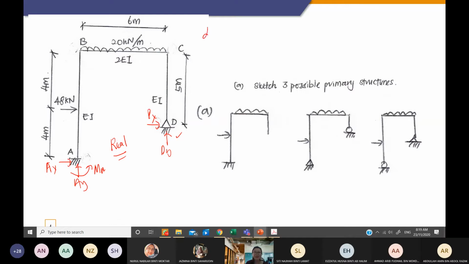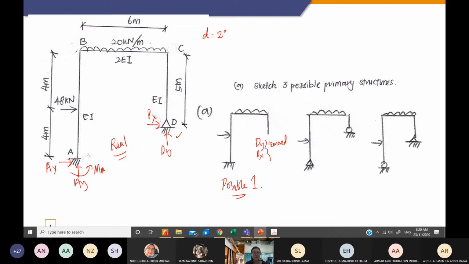Then you determine the redundant number, for example, you have 2 redundants here, and you are going to remove 2 of these external redundants or support reactions. Just remove any 2, but please make sure it is stable. So for example, possible number 1. Let's see what has been taken. You can see that DY and DX have been removed. These 2 redundants. This becomes a cantilever frame. So this is possible number 1.